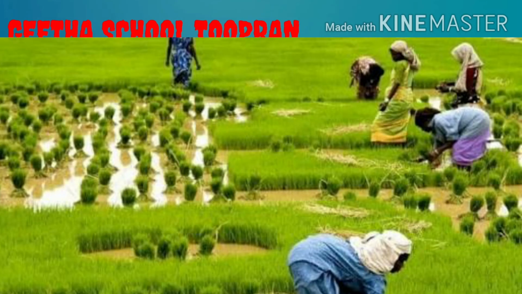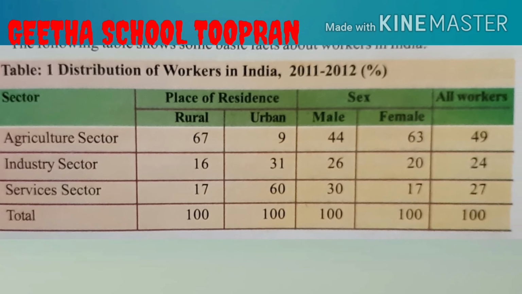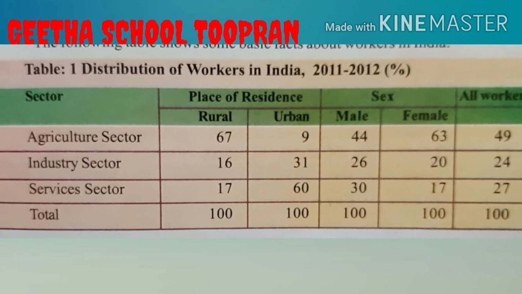According to the Census of India 2011, out of 10 million persons in India, 460 million people are workers. That means 460 million people are engaged in different productive activities. See the table. In this table, we can see how people are engaged in different activities. There are rural and urban areas as well as male and female. They are classified as per rural urban areas as well as male and female.